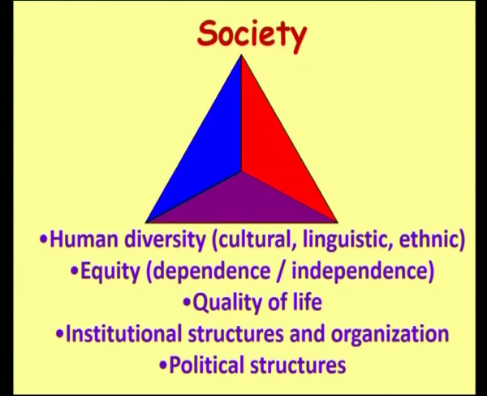And the third one, the society, the human diversity, because human beings are not uniform, they are not homogeneous, and therefore a lot of cultural, linguistic and ethnic differences are there. And the equity, the dependence and the independence, because equity is a must, and the quality of life, what quality of life the people are enjoying, the institutional structures and organization, the government, the NGOs, the educational institutions, what are the institutional structures and the political ideologies. So, these are the factors about the society.